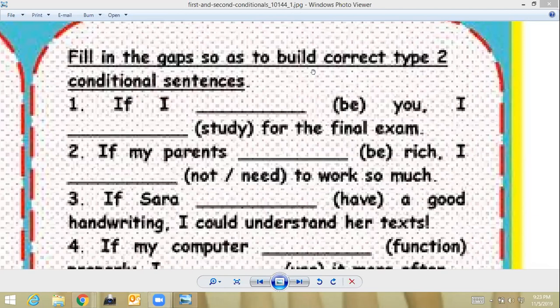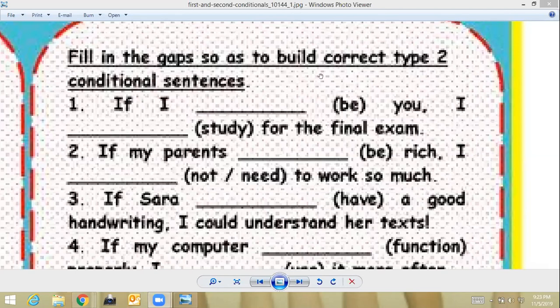So if my parents were rich, I won't need to work so much. I wouldn't need to work so much. So if my parents were rich, I wouldn't need to work so much. Right? All right.